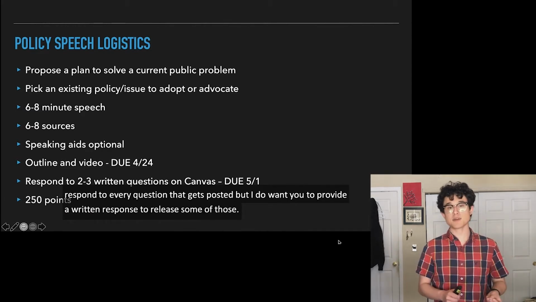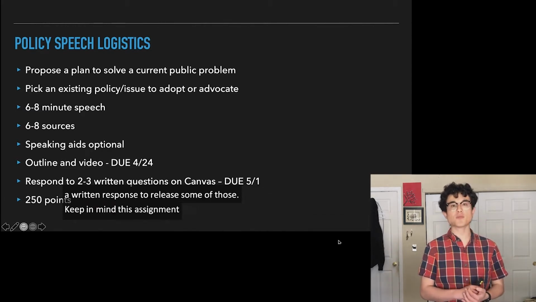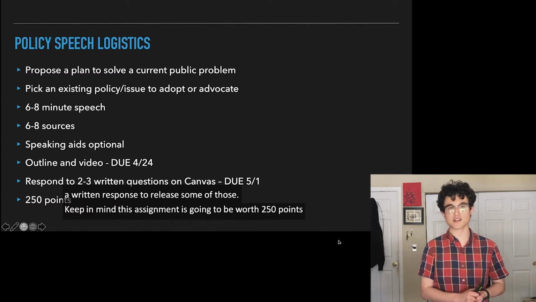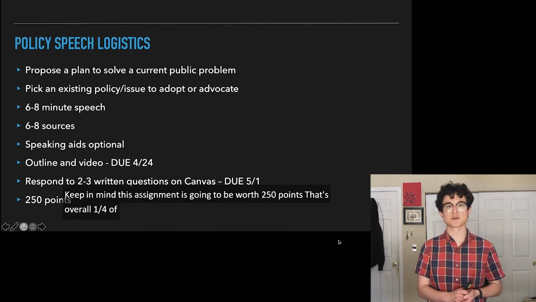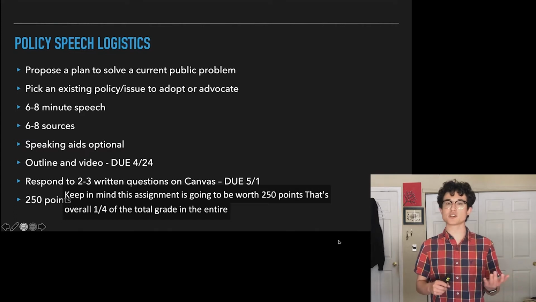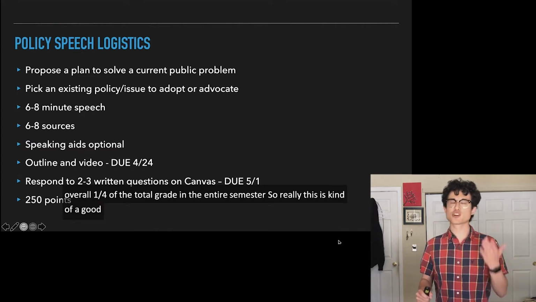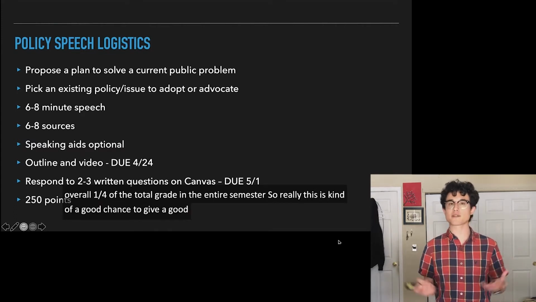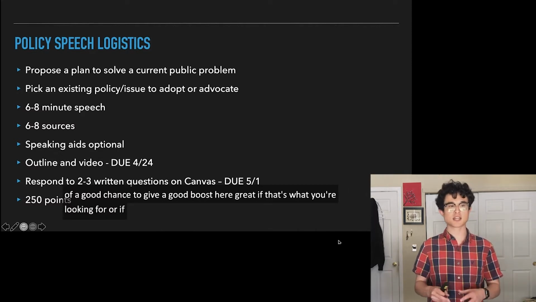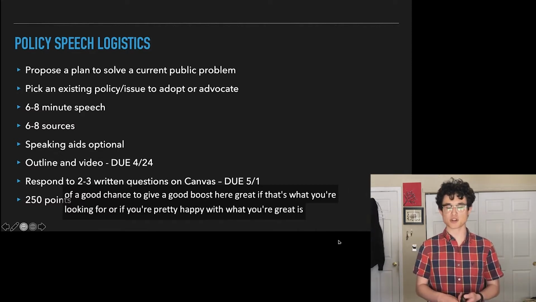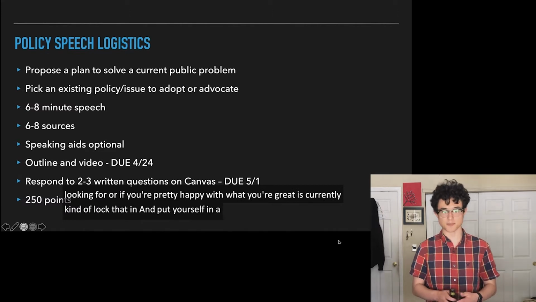Keep in mind this assignment is going to be worth 250 points. That's overall 1/4 of the total grade in the entire semester. So this is a good chance to give a boost to your grade if that's what you're looking for, or if you're pretty happy with where your grade is currently, to lock that in and put yourself in a good spot for the rest of the semester.